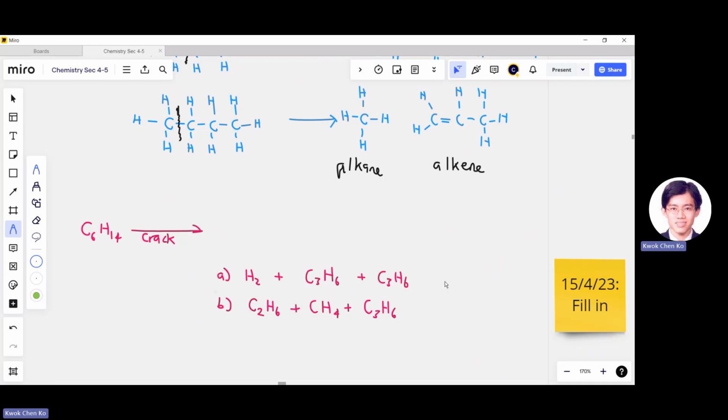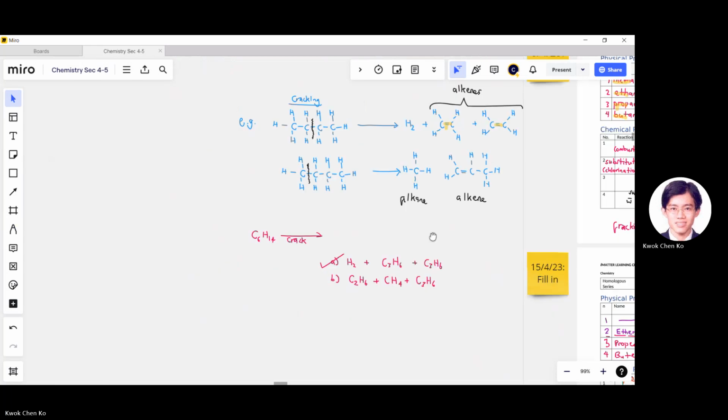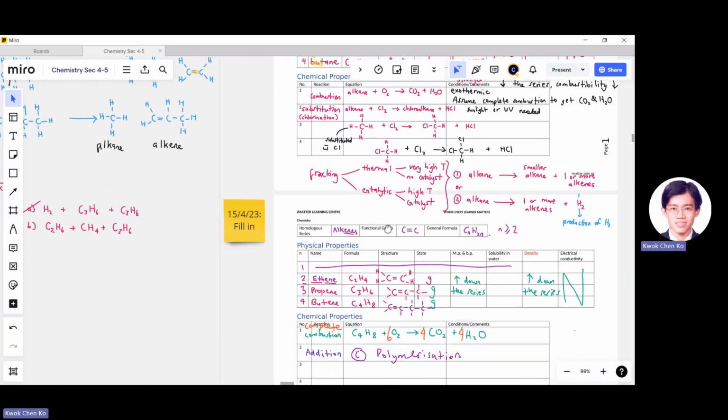Just 2 choices here, no need to think too much. When you crack this, which is the correct answer? A. Yeah, I hope you counted 6 carbons, 14 hydrogen. So they count both carbons and hydrogen. So the answer is A. So you basically just match. Okay, it's likely to come up. Very likely. Okay, let's go on. Any questions? No.